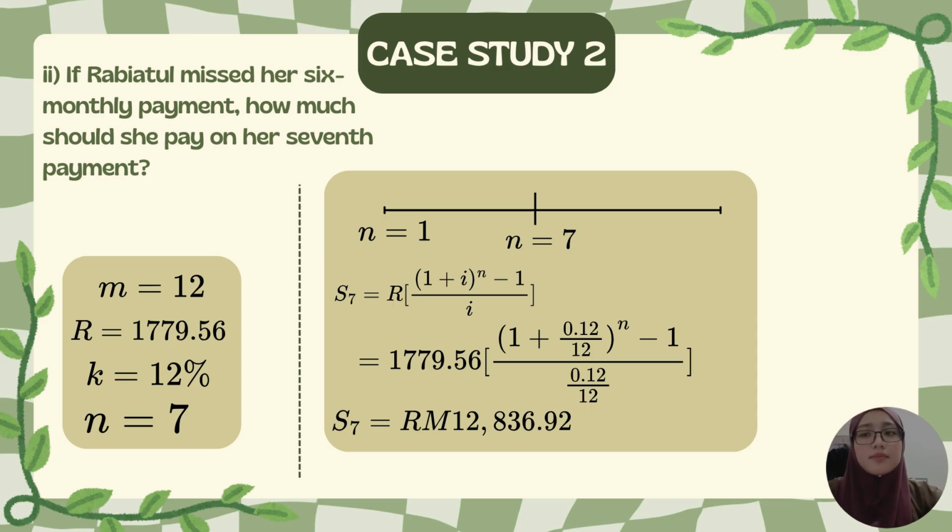So, for the second question, we need to calculate the amount Rabiatul needs to pay if she missed her 6th monthly payment. Like before, we need to classify and identify the information given in the statement to replace in our formula. Our n in this question is going to be 7 as it is already stated in the question.